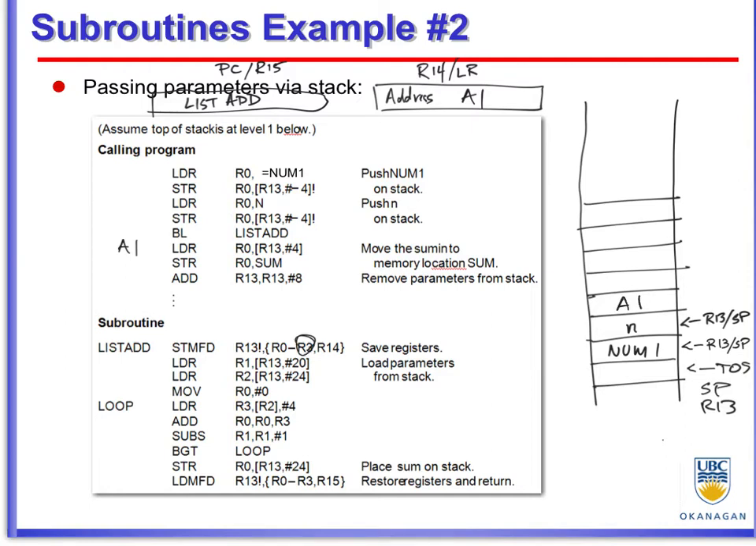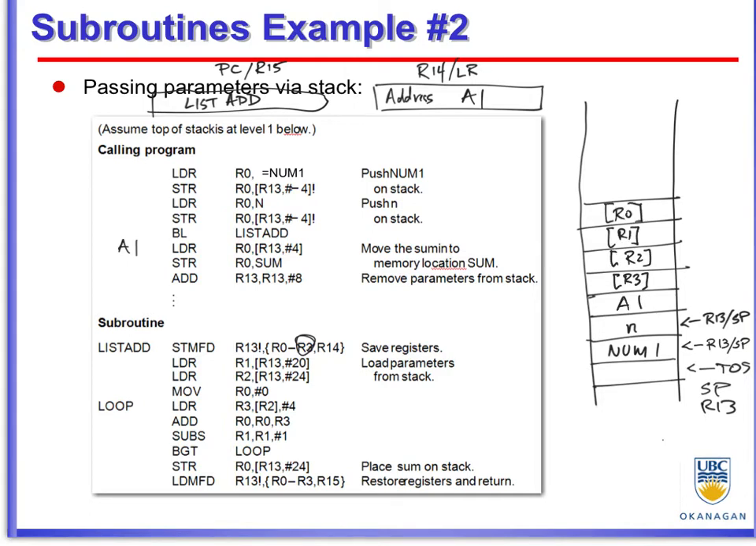Okay, and then it's going to store the contents of R3 there. So contents of R3, we don't know what that is right now. Contents of R2 will be next, R1, and finally R0.